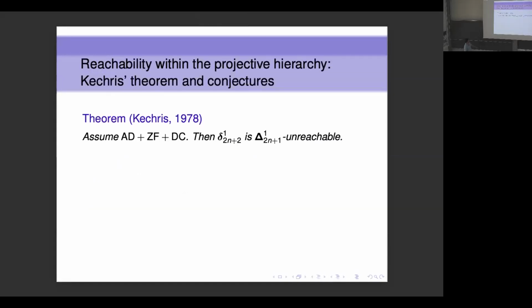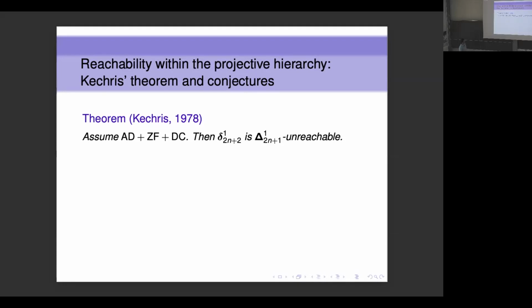Okay, so the Kechris paper is from '78. Remember, Harrington was also '78. So he read that paper and then he did this. Or maybe they just were talking. I don't know. The story is that at that time, a lot of theorems were proven when Kechris was driving from Santa Monica to Pasadena. That's what I heard. So maybe this was one of them.